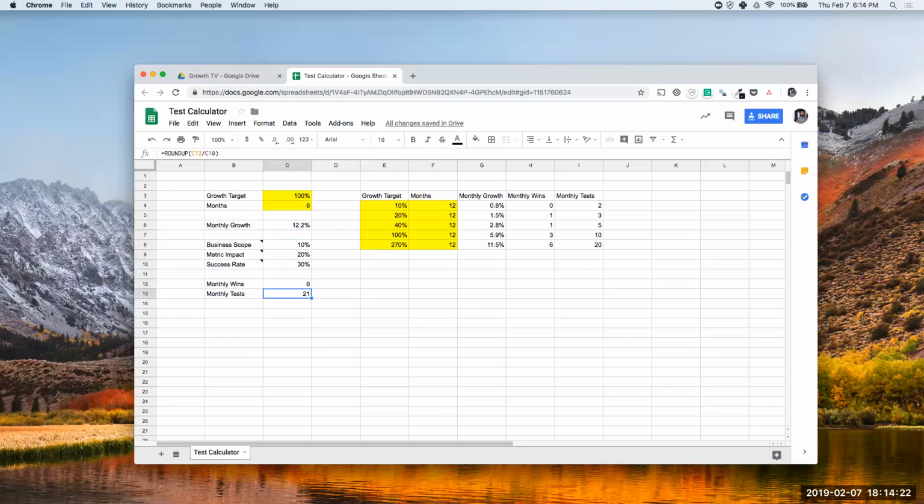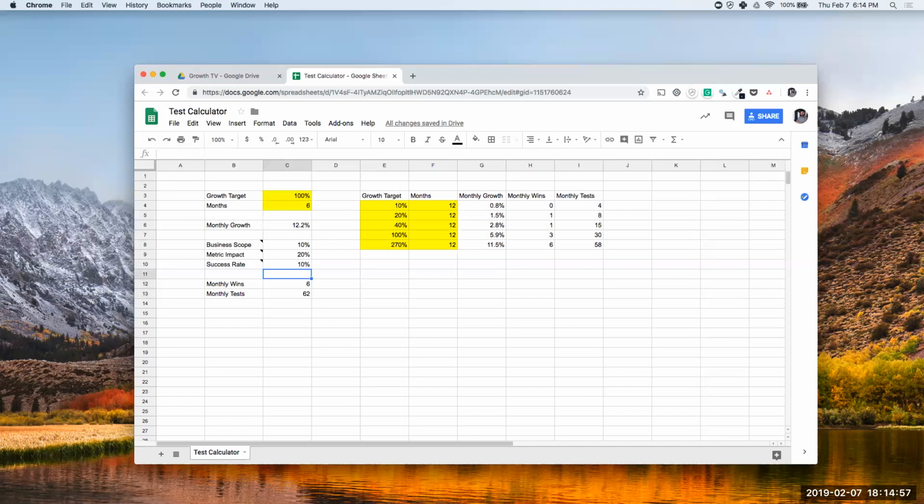Now, monthly tests, that is based on the success rate, right? So it's taking the monthly wins and dividing it by the success rate, and that's going to give us how many tests we need to run. So with a 30% success rate, maybe we think the success rate is going to be 50%, then we have to run fewer monthly tests. If we think it's going to be 10%, we have to run quite a few tests in order to get that win.